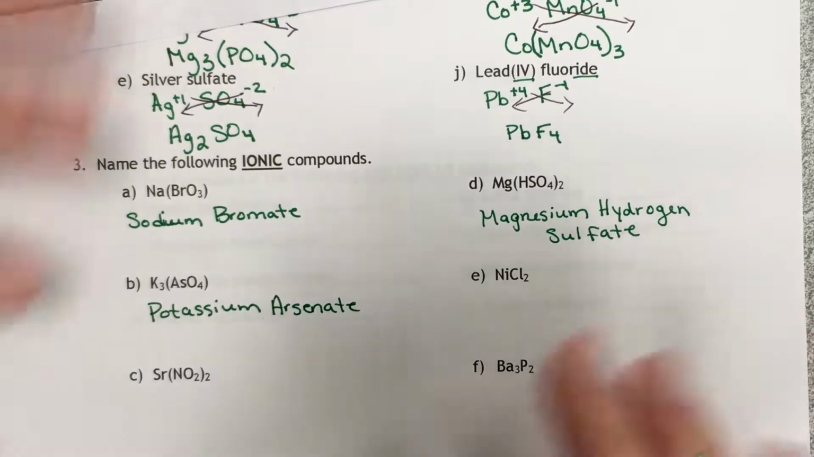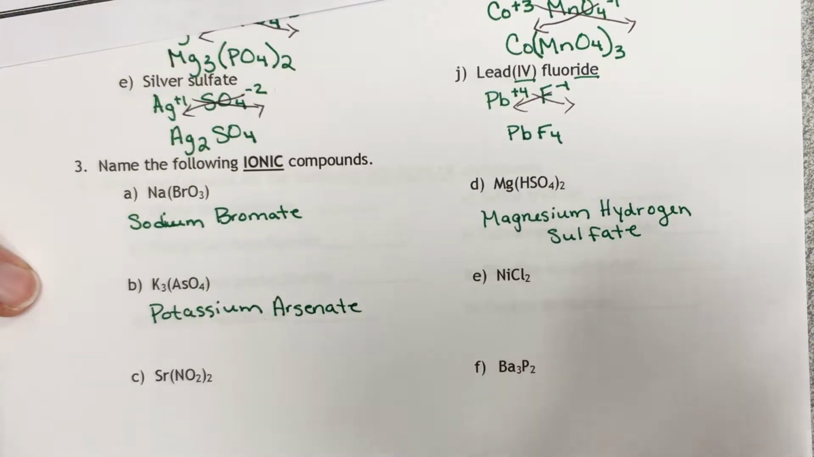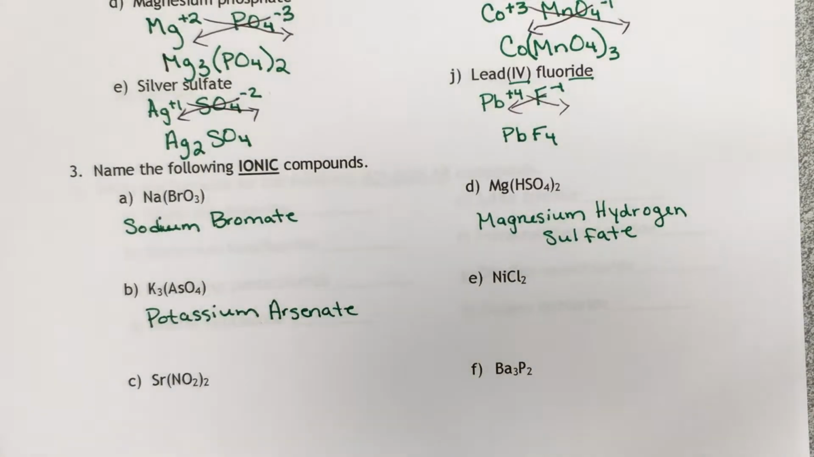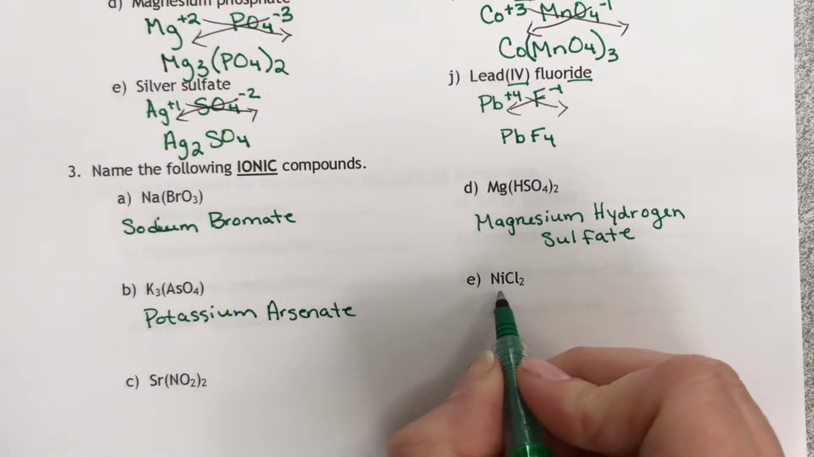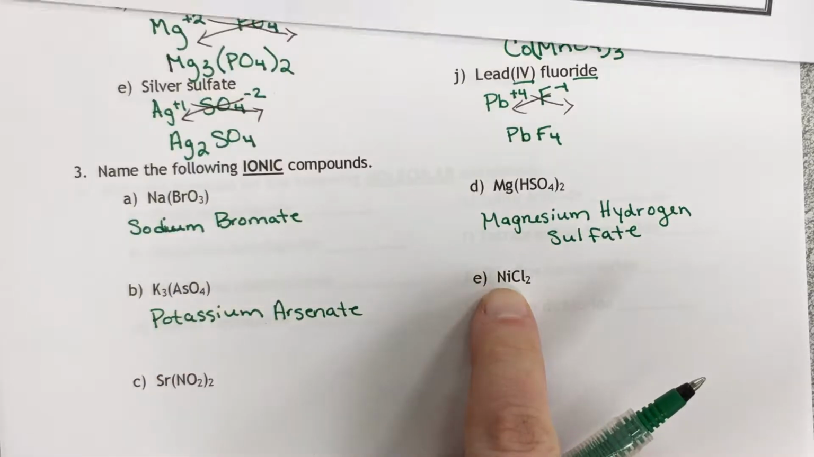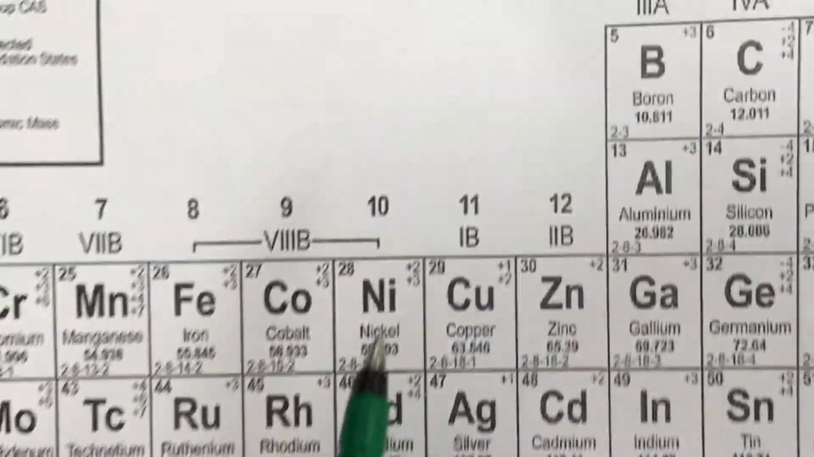You will find in ionic compounds that you might have to use a Roman numeral, okay? How do you know when to use the Roman numeral? So we have nickel chloride. Oops, I just gave you the answer. But I didn't give you the full answer. That's fine. We have nickel, Ni. So we find Ni on the periodic table. It's right here.